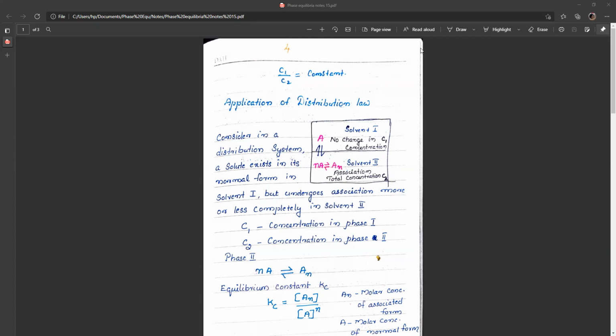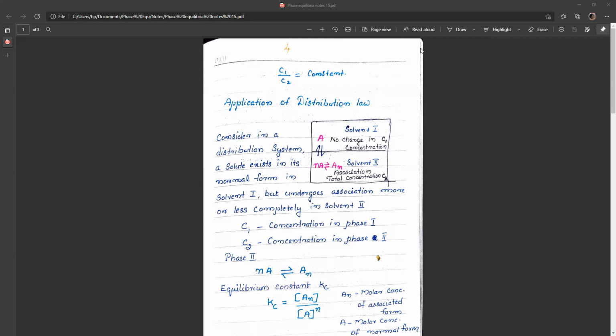So for the distribution of the solute between two immiscible solvents, C1 by C2, the concentration of solute in the first solvent to the concentration of solute in the second solvent, that is C1 by C2, is a constant. Consider a distribution system.